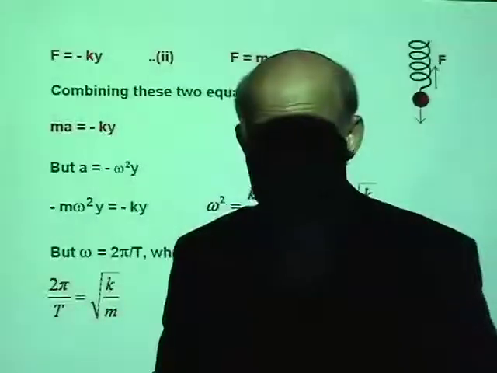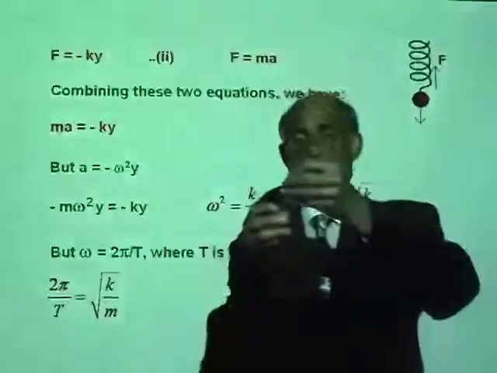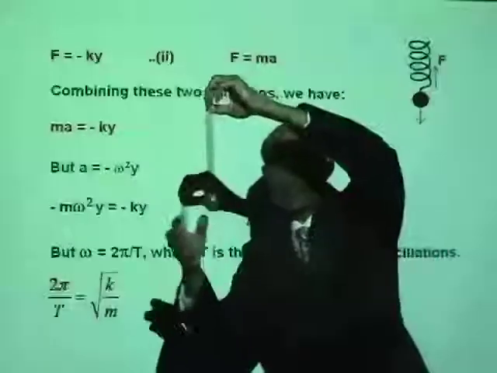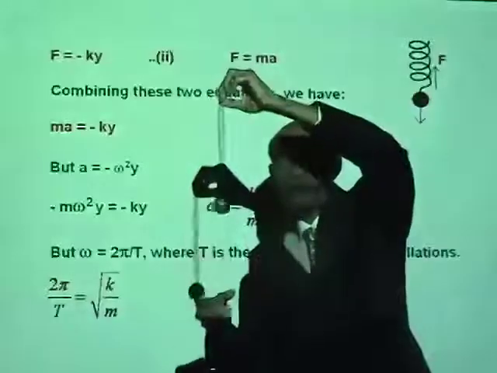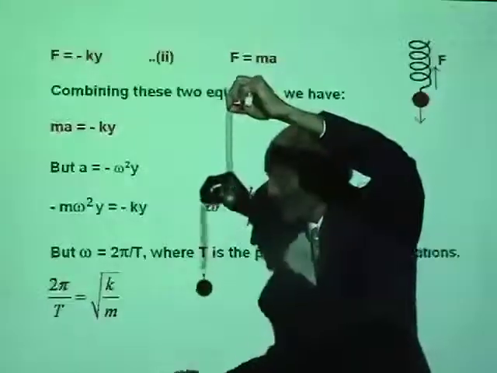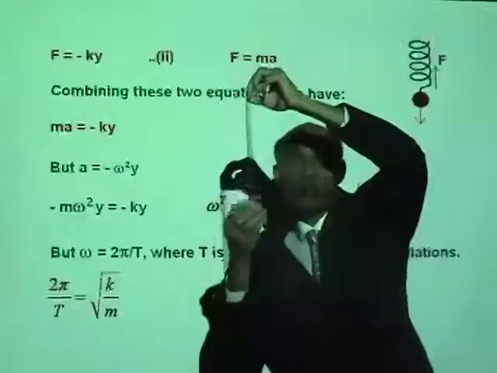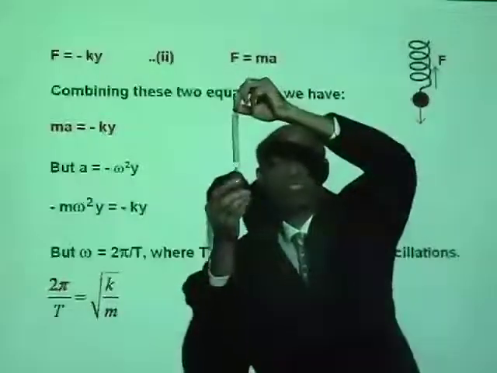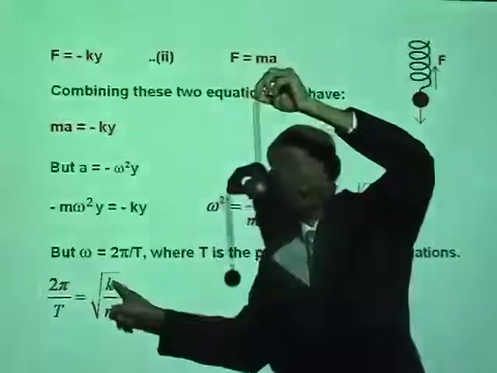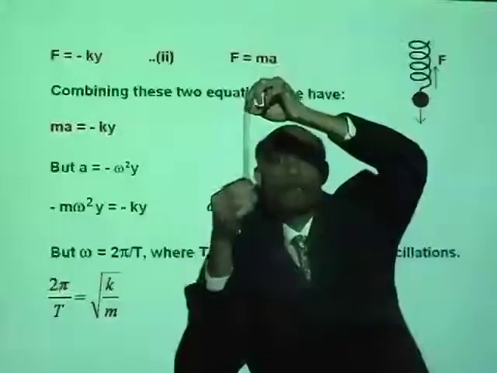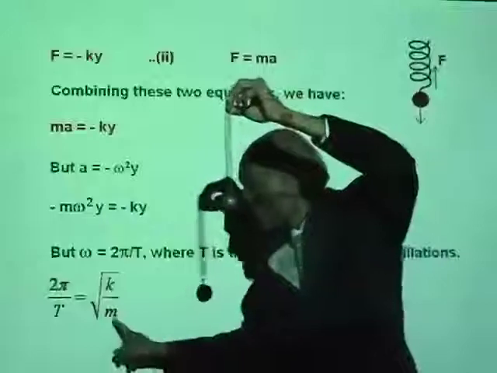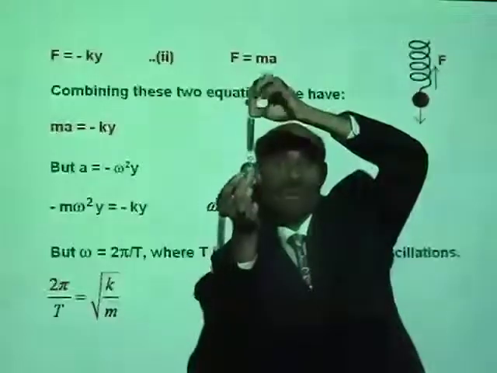Now, what are these things in here? This corresponds to the oscillations of a loaded spring. What does T stand for? T is the period, the time for one oscillation. What does k stand for? k is the spring constant of the spring. What does m stand for? m is the mass of this object.